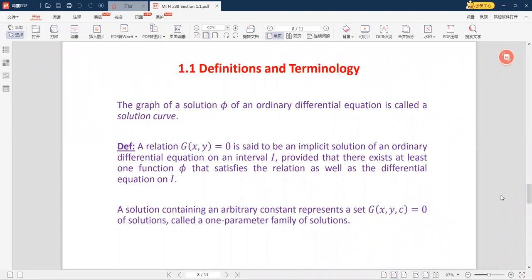Okay. So that's the definition. Like any other equations, you can have an implicit solution or implicit function that satisfies the equation. Okay. Any questions?